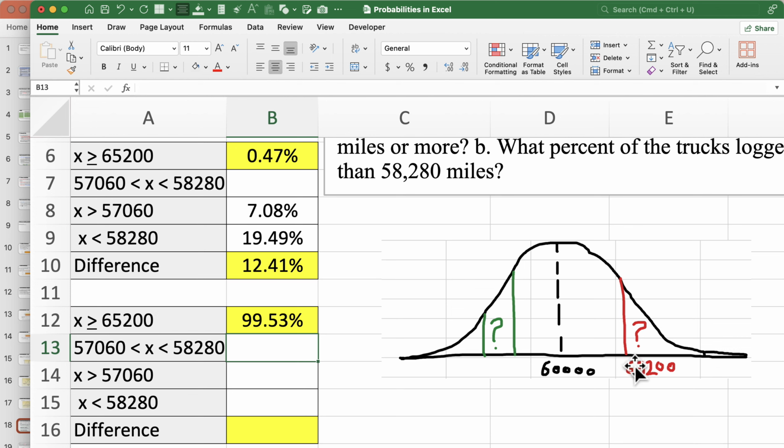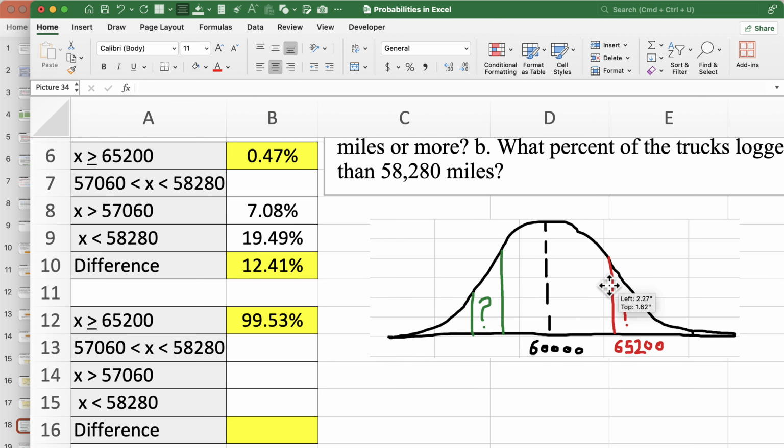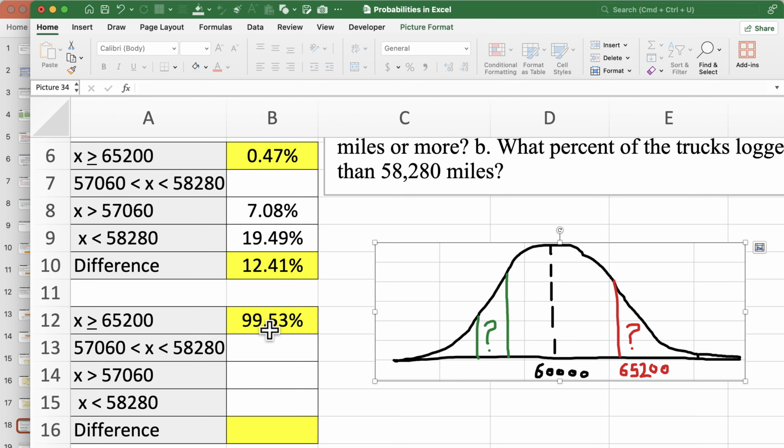So for example, in this figure, if this is 65,200, we know this is the mean in the center, that's 60,000, so this is 65,200, and by cumulative we mean that it gives us the area on the left of this red line, which means all this area starting from this tail up to this red line, all this area is 99.53%. But that's not our question.